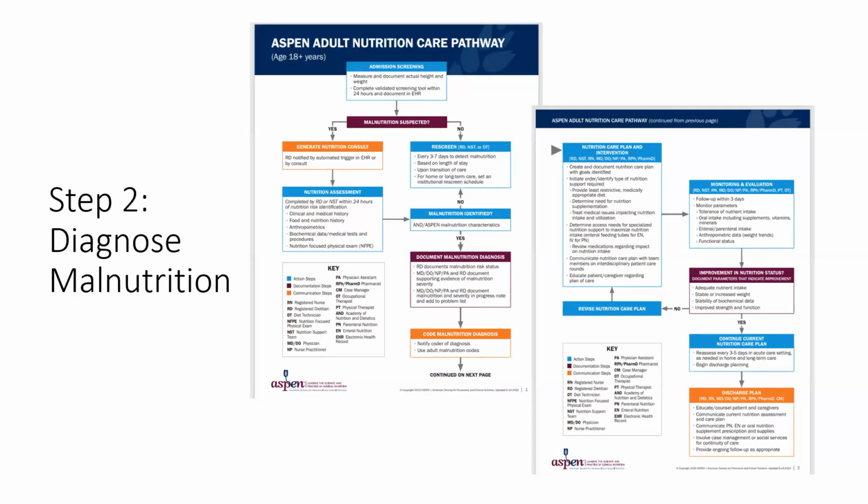Once a patient is determined to be at risk, we move to step 2 and work on diagnosing malnutrition. ASPEN provides the whole long algorithm on how we move along these lines: screen, evaluate, and treat the patient. We don't need to know all that, but our dietitians religiously follow these guidelines.